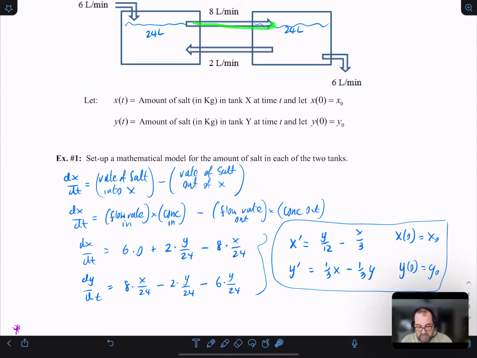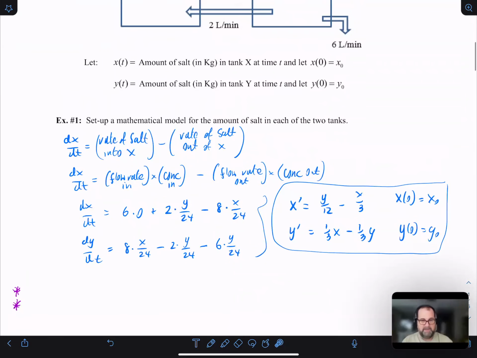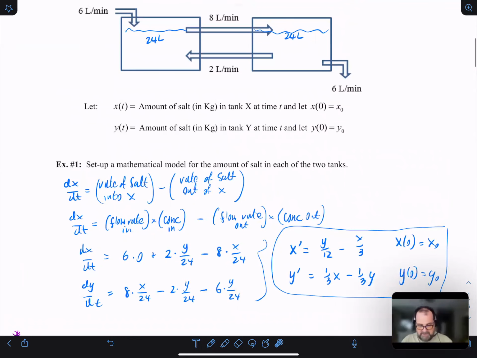Concentration going this way is the concentration in tank X at any moment, which is, again, amount of salt in tank X divided by volume of tank X. So this is the formula for tank X. This is the model for tank X, I should probably say. Now you can think through tank Y in a very similar fashion.